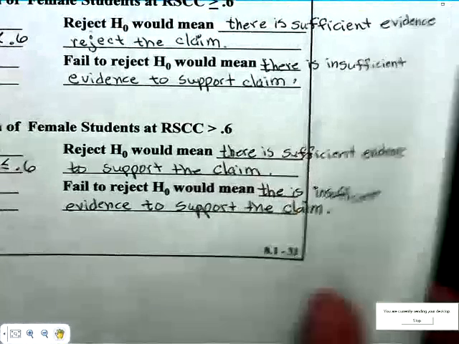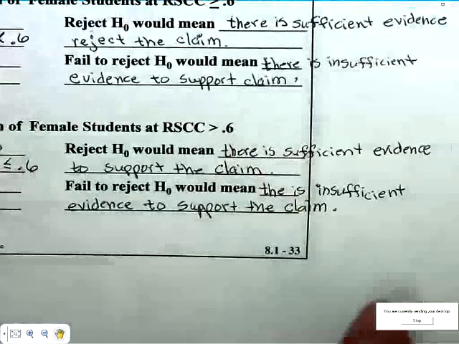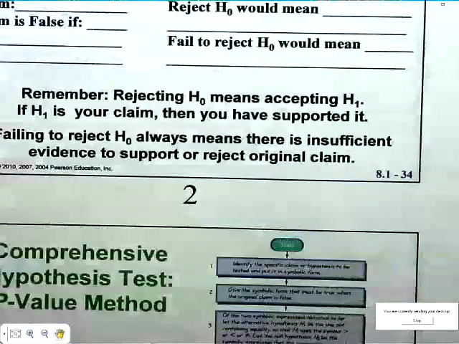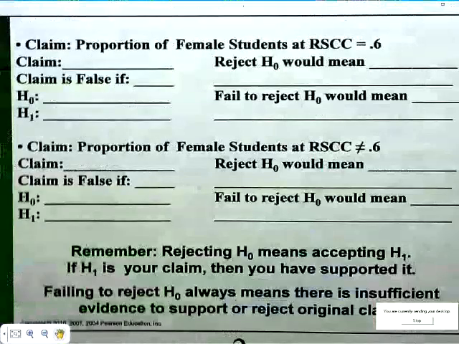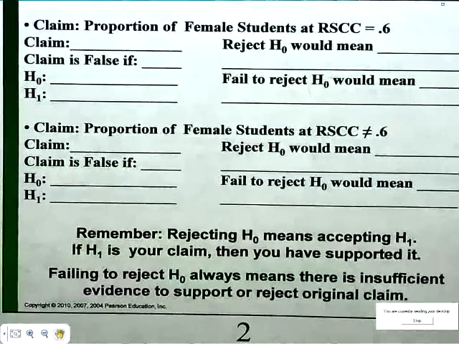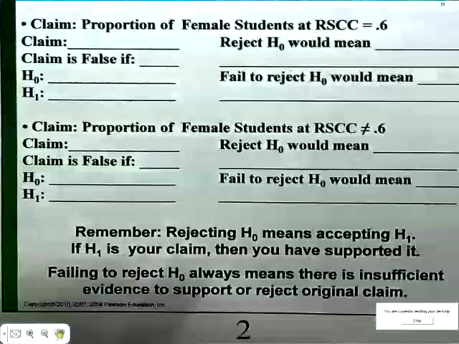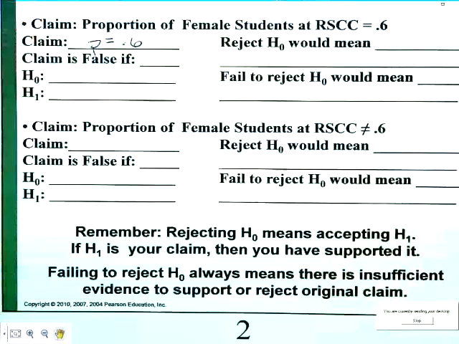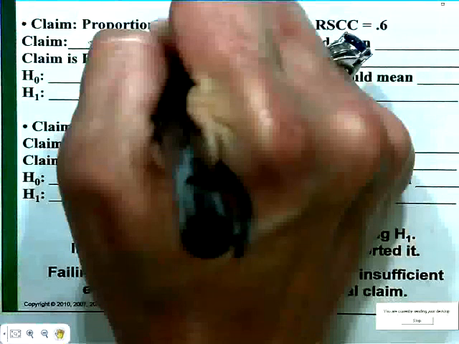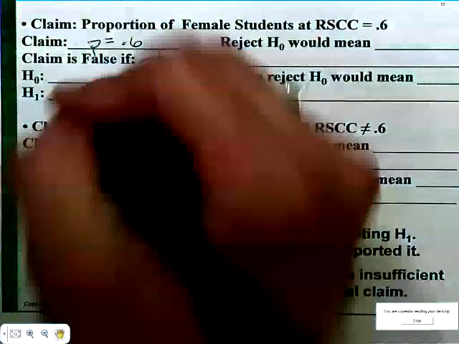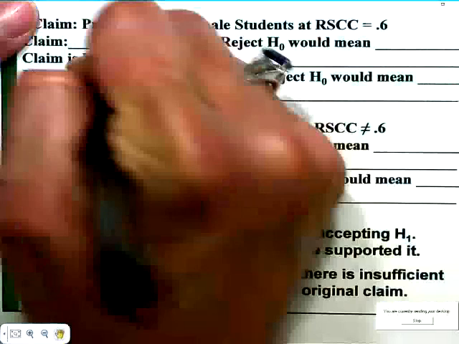All right, two more. If someone made the claim that the proportion of female students at Roane State is exactly 0.6, what would that be in symbolic form? P equals 0.6, and that would be false if P does not equal 0.6. So the alternate hypothesis is P is not equal to 0.6, and the null hypothesis is P equals 0.6.